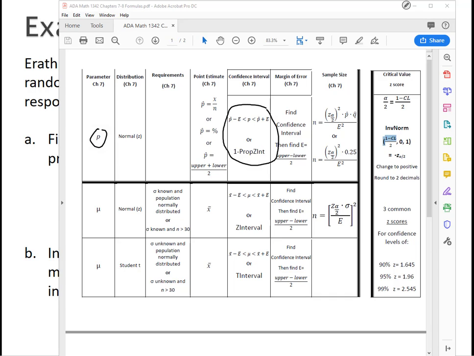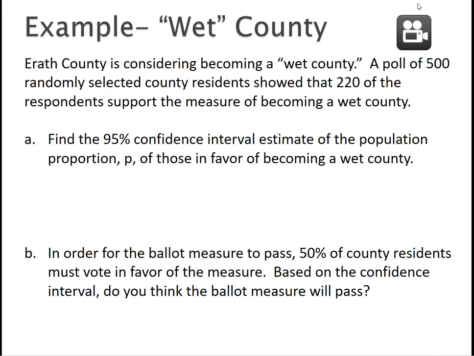I'm not going to use the by hand formula that you see here, P hat minus E for the lower limit and P hat plus E for the upper limit. I'm going to use the calculator function 1 prop Z interval. For 1 prop Z interval, I'm going to need some information to tell my calculator. I'm going to need an X, an N, and my confidence level.